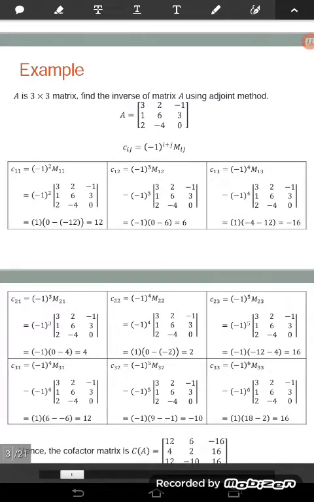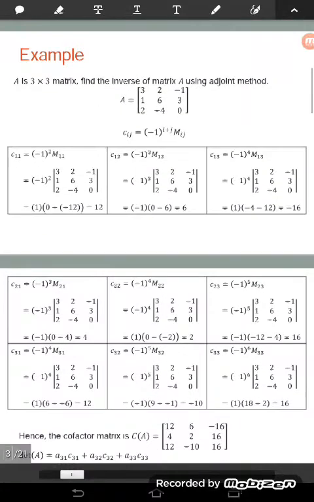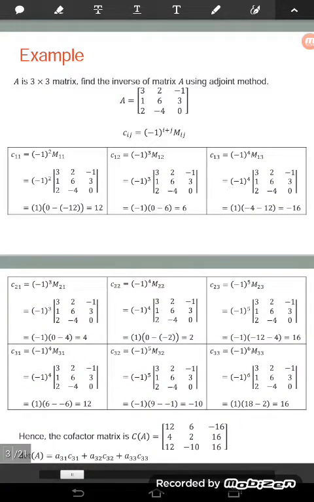So find the cofactor for each element in this matrix A. Since we have 9 elements, we will have 9 cofactors. Okay, so kita akan ada 9 cofactor. First, the cofactor for the first row and first column. Okay, so to find the cofactor, recall back.